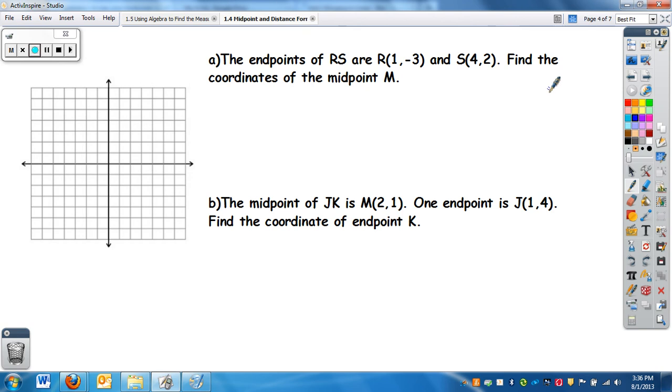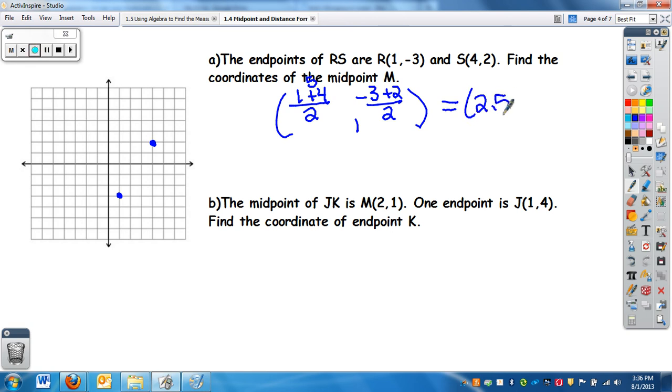Alright, so let's practice finding some midpoints. So we have the point 1, -3, and 4, 2. And if I want to find the midpoint, again, I average my x's. So I go 1 plus 4, divide by 2, and -3 plus 2, and divide by 2. That's 5. Divided by 2 is 2.5. And that's -1. -1 divided by 2 is -0.5. So I'm going to plot that point between these 2 points and see if my answer makes sense.